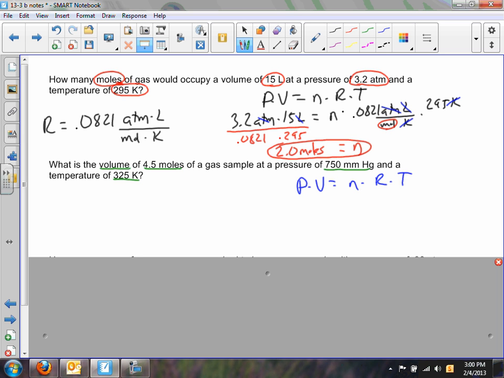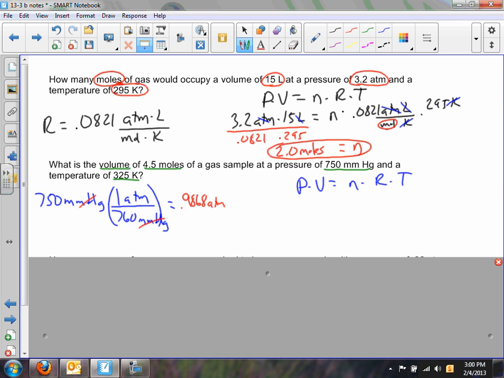In this case, my pressure is 750 millimeters. Well, I know it has to be in atmospheres. So the first thing I have to do is change my millimeters of mercury into atmospheres. I know there's 760 millimeters for every 1 atmosphere. So put the 760 on the bottom. The millimeters of mercury cancel out. And when you take 750 divided by 760, you get 0.9868 atmospheres.